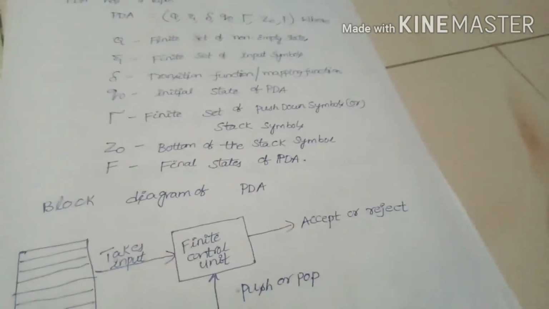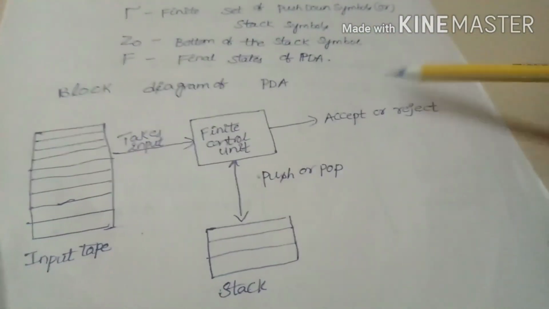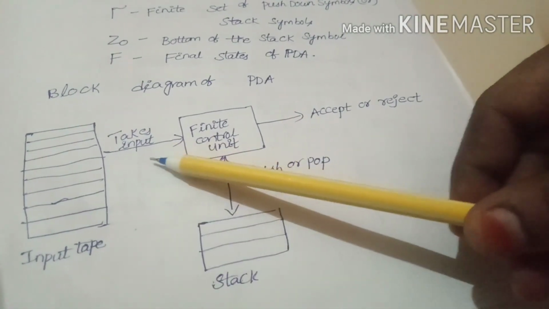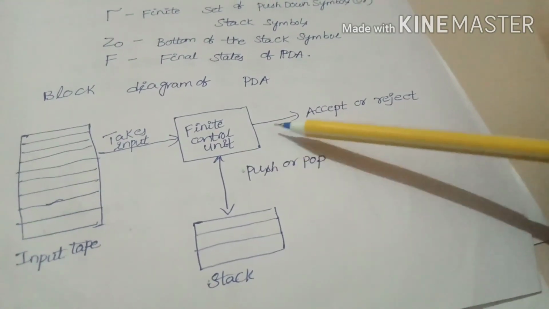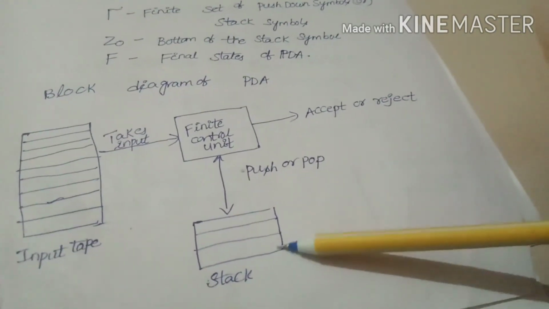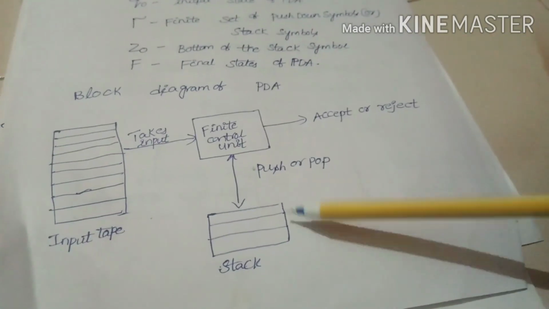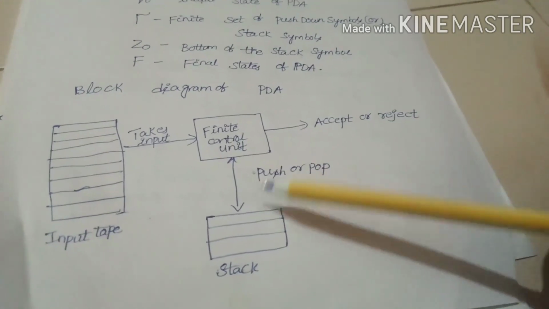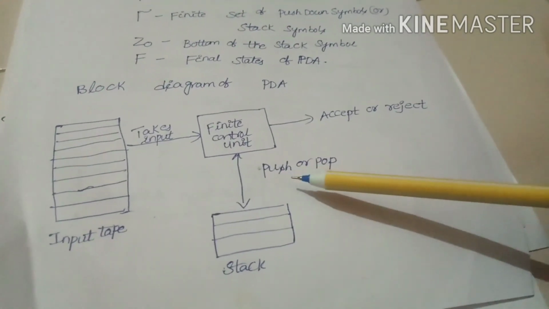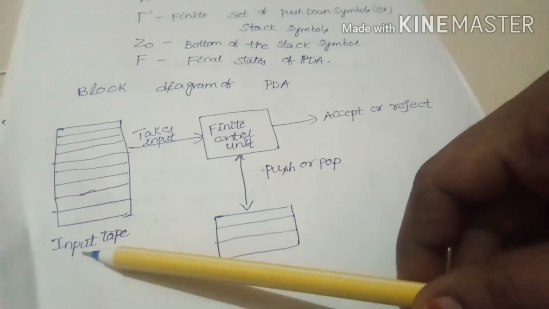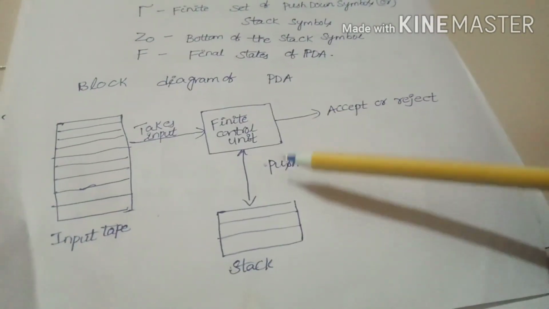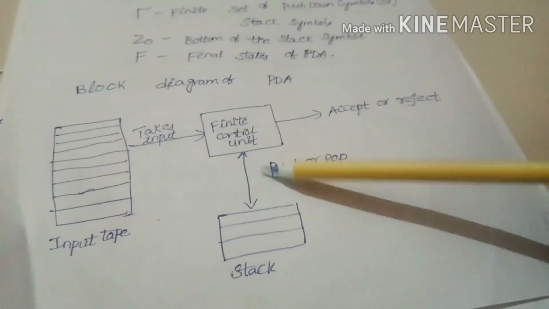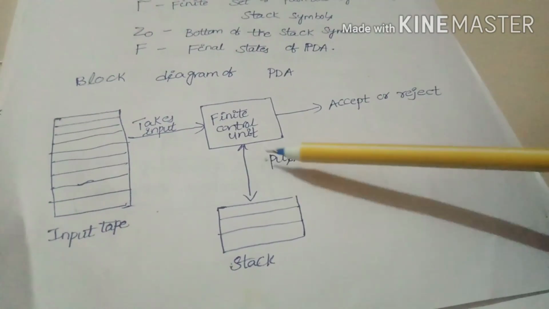Next, this is the block diagram of PDA. The block diagram of PDA contains the input tape, which takes the input, the finite control unit, which accepts or rejects, and the stack. In the stack we have two operations, push and pop. This block diagram consists of 3 components: input tape, control unit and memory. This is the conceptual model of PDA.